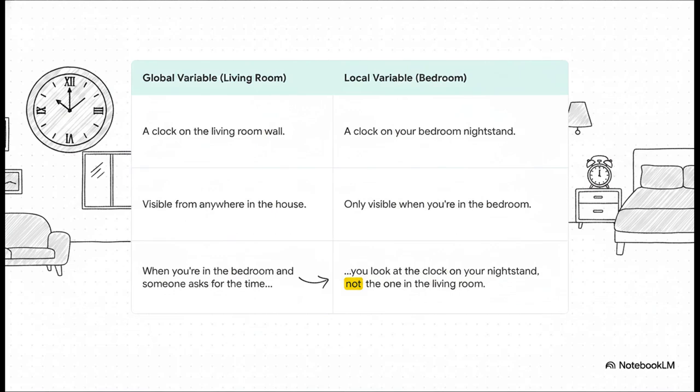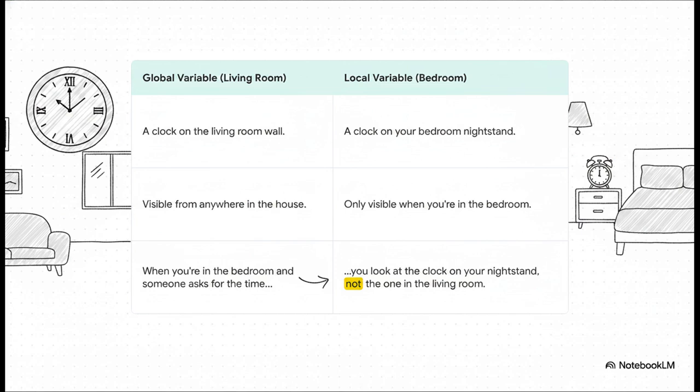This slide really breaks it down perfectly. Let's go back to our clock example. You've got that big clock on the living room wall. That's your global variable. But maybe you also have a little alarm clock on your bedroom nightstand. That's your local variable. Now, if you're standing in your bedroom and you need to know the time, which one are you going to look at? You're going to look at the one that's right there next to you, right? The local one. And in programming, it's the exact same idea. The local variable always wins.